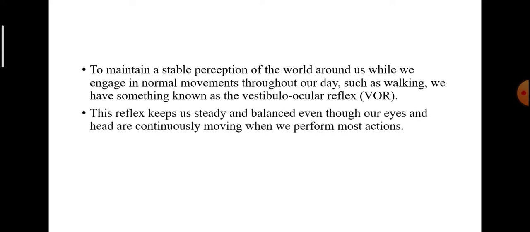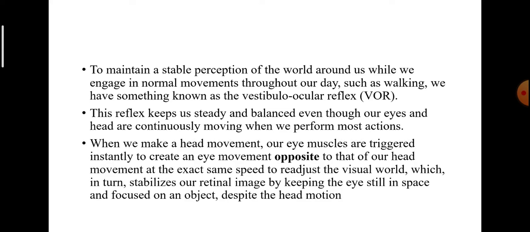This reflex keeps us steady and balanced even though our eyes and head are continuously moving when we perform most actions. When we make a head movement, our eye muscles are triggered instantly to create an eye movement opposite to that of our head movement at the exact same speed to readjust the visual world, which in turn stabilizes our retinal image by keeping the eye still in space and focused on an object despite the head motion.